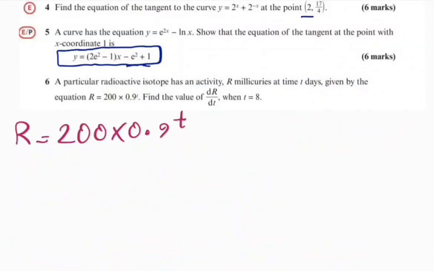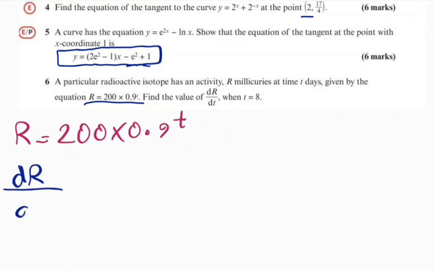6. A particular radioactive isotope has an activity R millicuries at time t days given by the equation R is equal to 200 times 0.9 to the t. Find the value of dR/dt when t is equal to 8. So we simply need to differentiate this and work out the gradient. That's all we need to do.